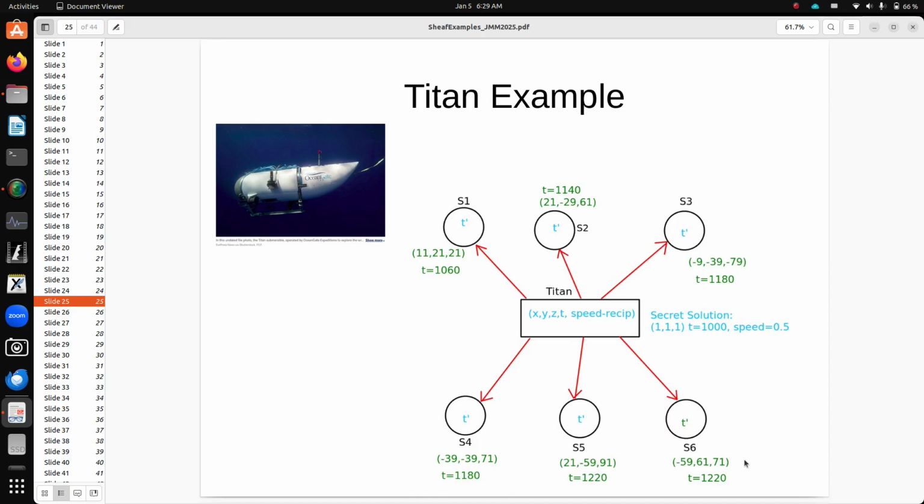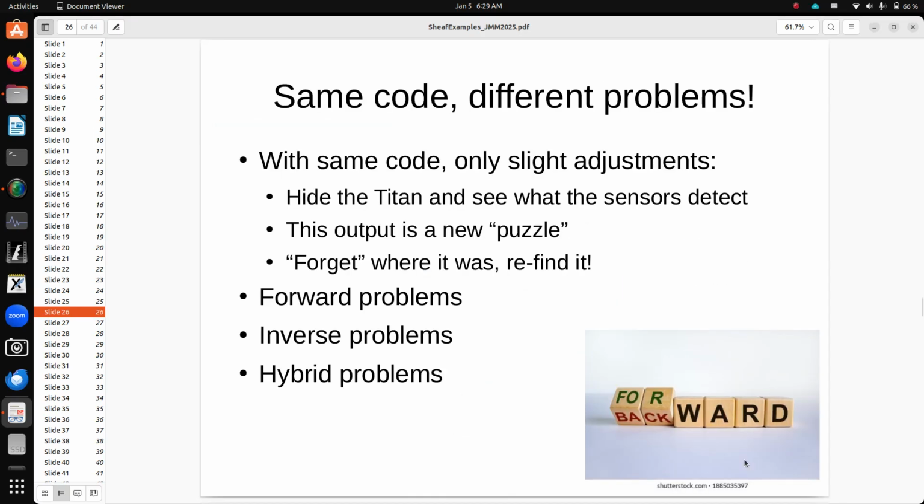One of the great things about Pysheaf is that you use the same exact code to solve the forward problem as you use to solve the inverse problem. You just have to change the flags on which pieces of information are known and which pieces of information you're looking for. So with very little change, you can use the same code for both forward and inverse, and also hybrid.